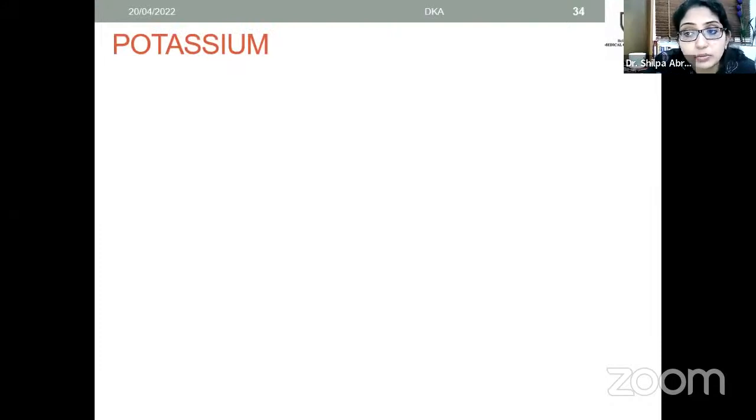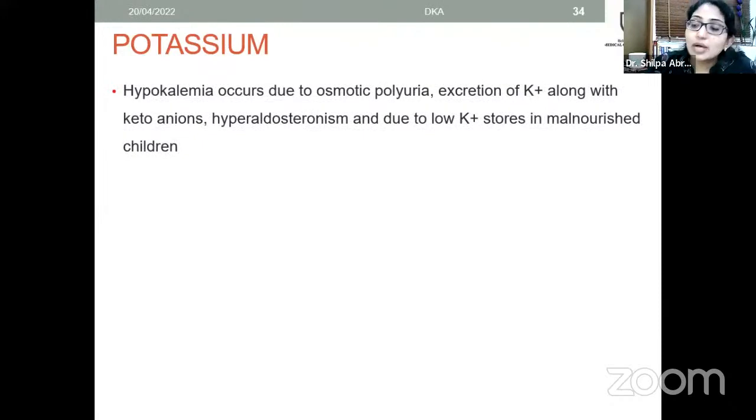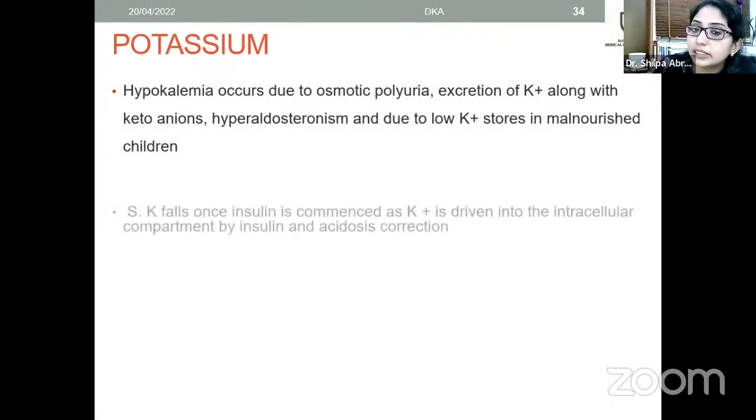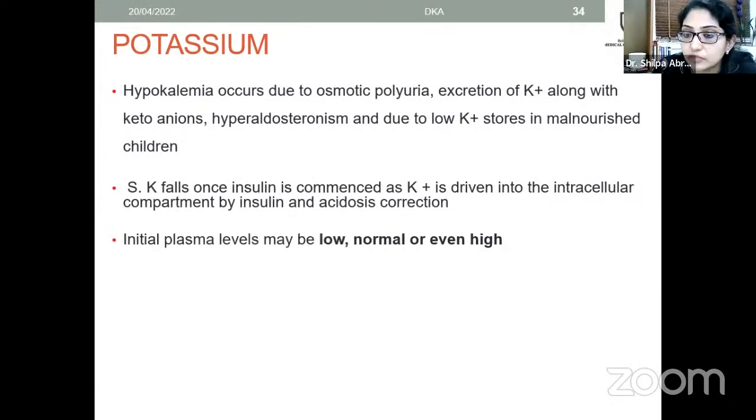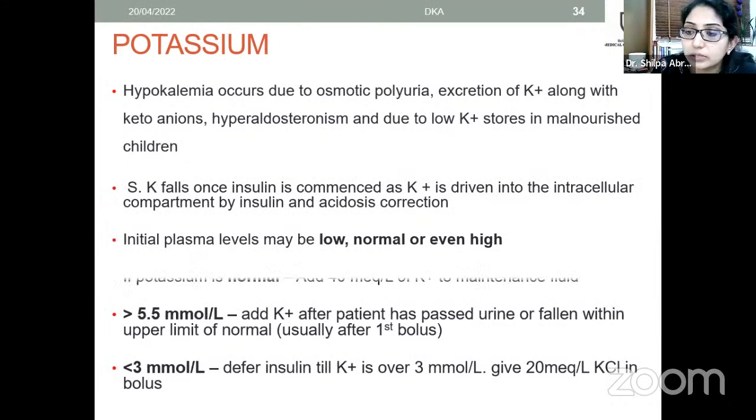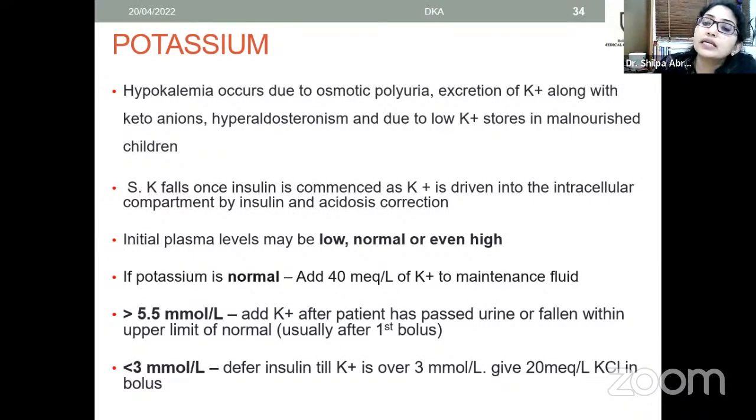Okay, potassium. Potassium is a very, very important electrolyte in DKA. Why? Hypokalemia is the norm in DKA. Because of polyuria, along with your water, potassium also goes out. Then the next thing is that because of hyperaldosteronism, again potassium loss occurs. Then if your child is malnourished, it's an add-on risk factor.